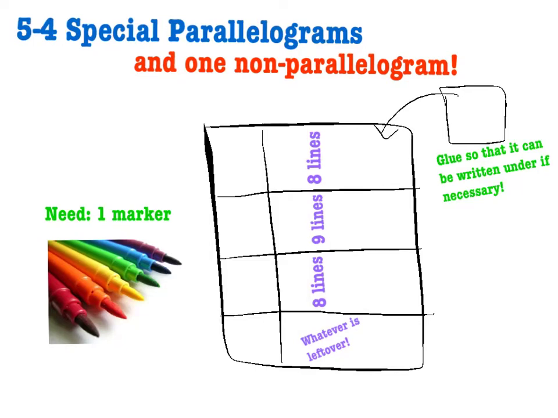The title of our notes today is 5-4 Special Parallelograms and 1 Non-Parallelogram. For these notes, you're going to need one marker, and we're going to be really specific about how you set up your notes. You're going to draw a line about 1.5 inches over from this side. Reserve 8 lines for the first row, 9 lines, then 8 lines, and then whatever's left over will be at the very bottom.